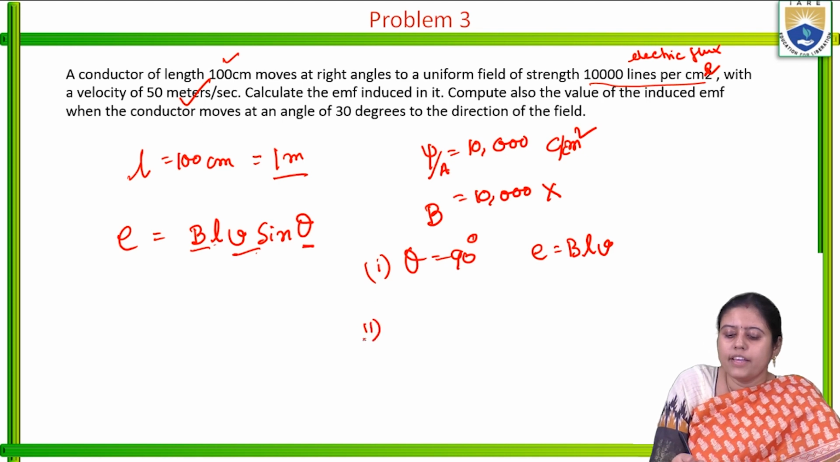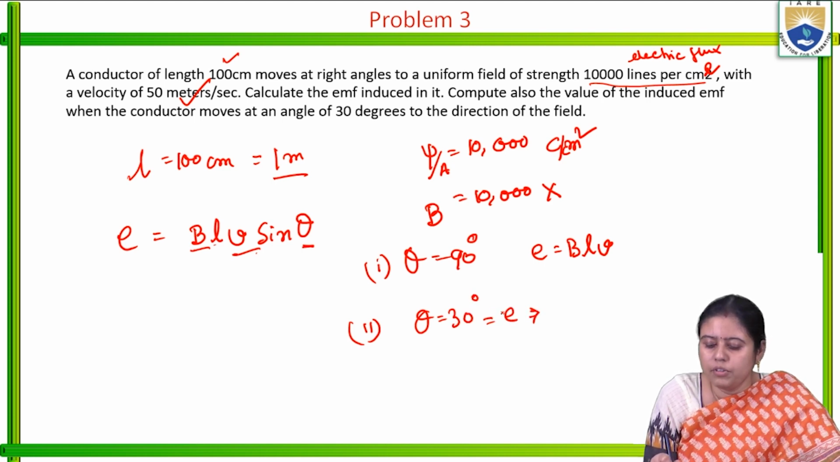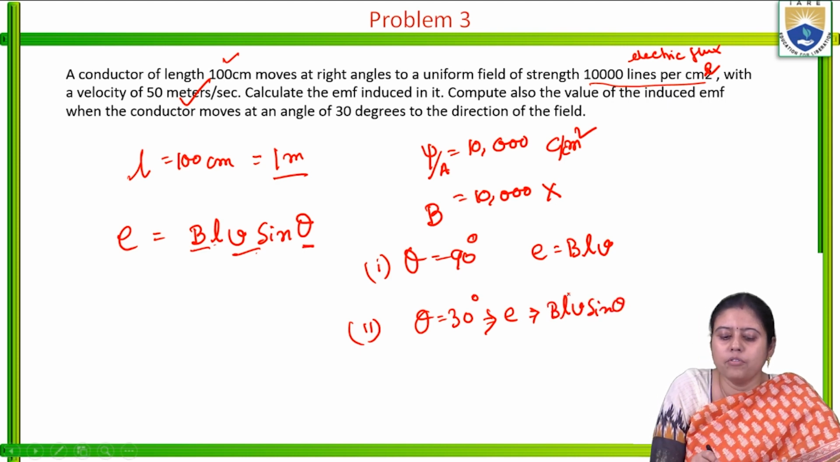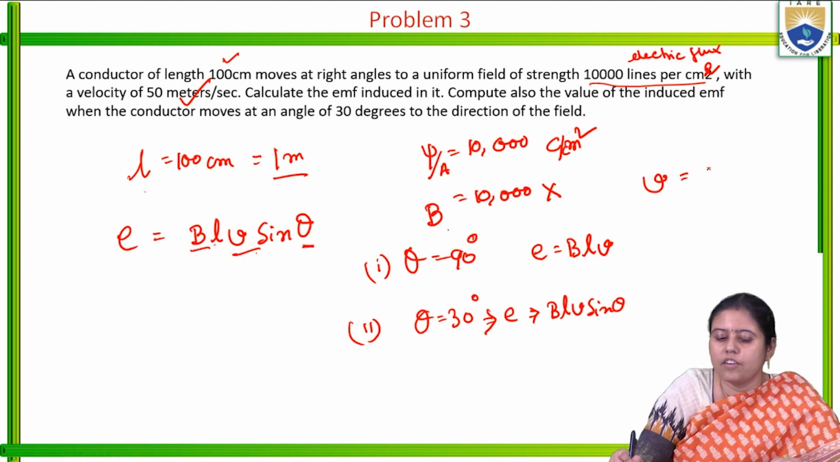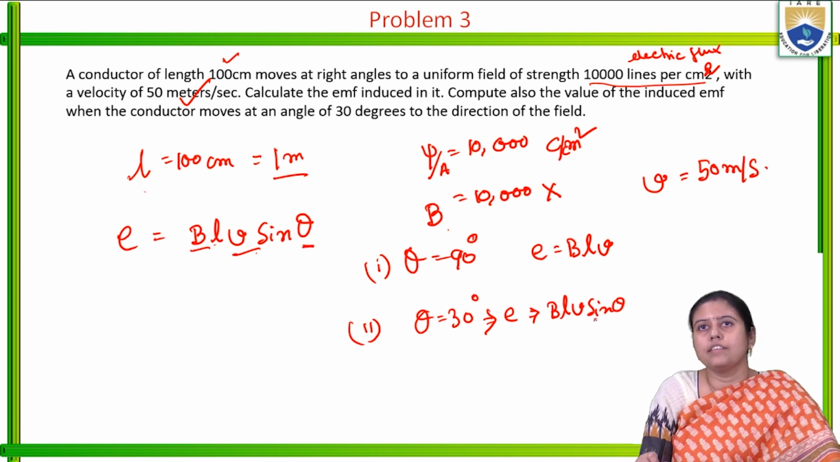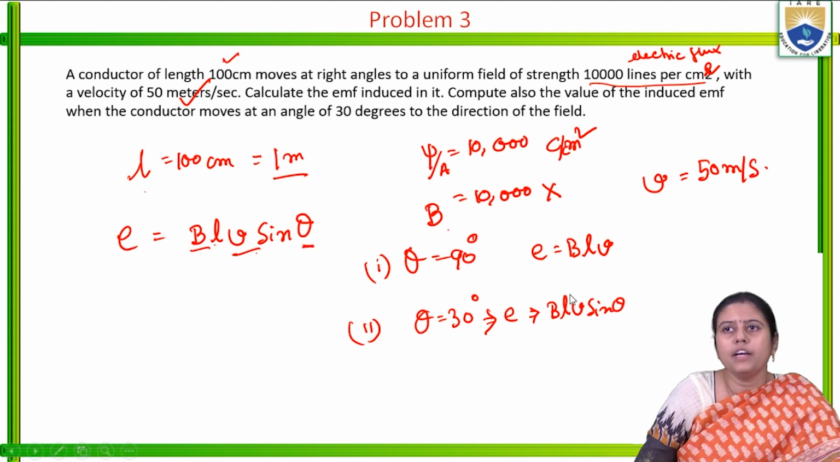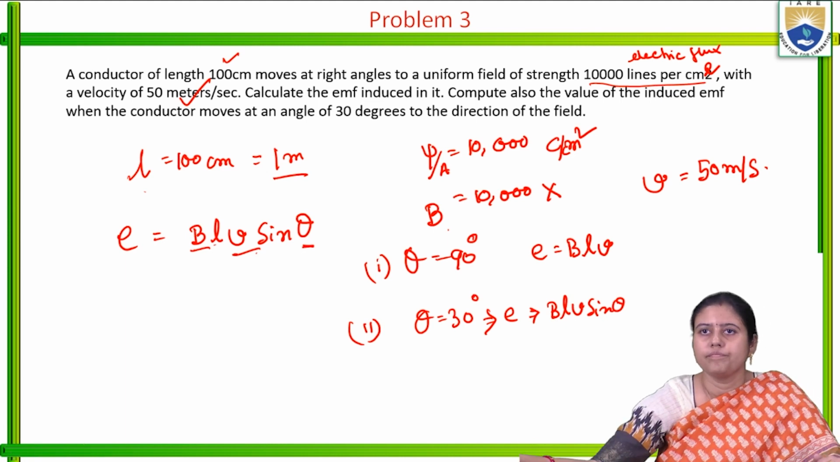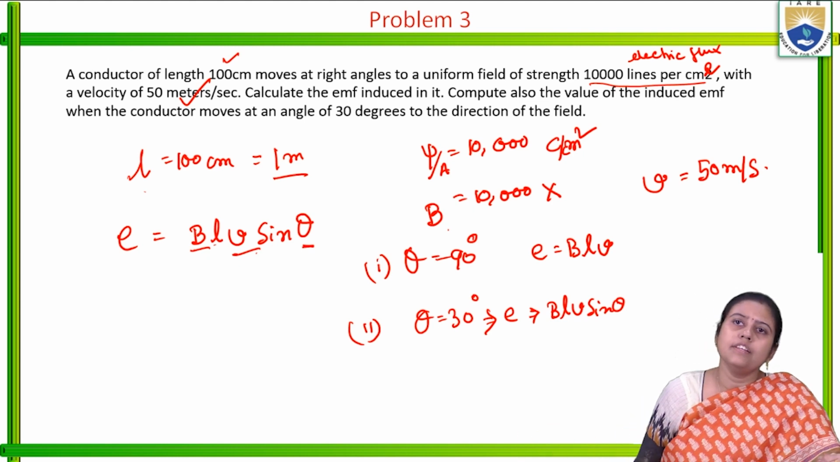What is case 2? Case 2 says when the value of theta is equal to 30 degrees, we will get E equal to BLV sin theta. B value is given, L value is given, the velocity V is equal to 50 meters per second, and theta is equal to 30 degrees. If we put in the values, we will get the value of the intensity. So this is case 2: E is equal to BLV sin theta.